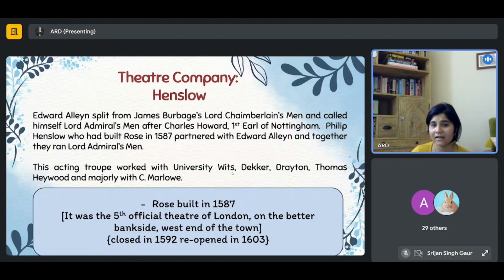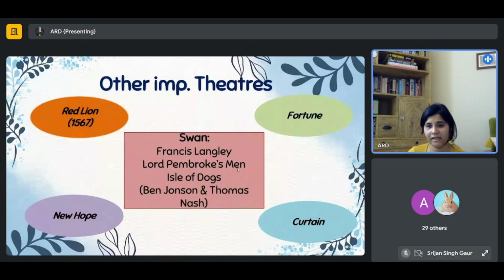So we have covered this, and the university wits who were associated with Philip Henslowe and very closely Christopher Marlowe. The Rose was the fifth official theatre of London. It was on the West End, we covered that, and in 1592 it closed owing to the Black Plague. In 1592-93 it closed, and then it did not run for 10-12 years. It opened in 1603, when James the First came into power. So this question can also be asked, when the Rose Theatre was reopened. It was in 1603. Okay, so these are the other important theatres.